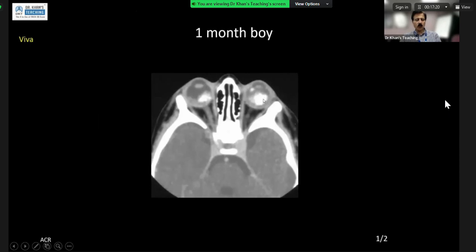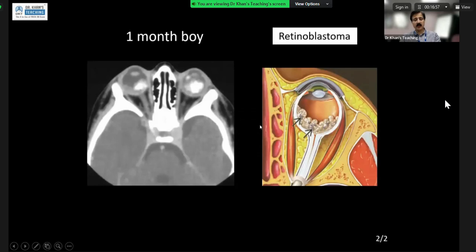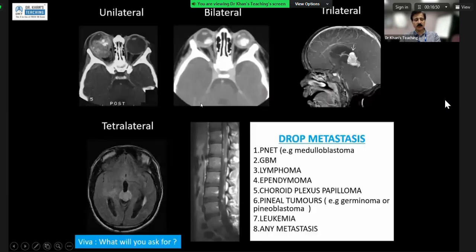1 month old, what is your diagnosis, candidate 4? Bilateral calcified lesions within the orbit, likely bilateral retinoblastomas. Excellent. Whenever you find, in under 3 years old babies or young children, calcification, think retinoblastoma. It's critical. And retinoblastomas, there is a concept of unilateral, bilateral, and then trilateral and tetralateral.